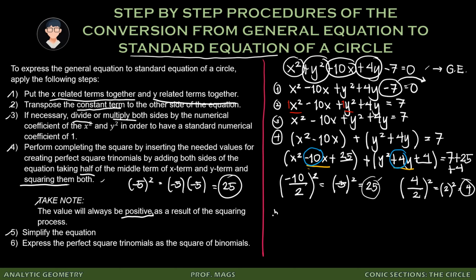So, tapos na tayo sa step number 4. Step number 5 naman tayo. Simplify the equation. Okay, sisimplify lang natin yung nasa right side. Ito. 7 plus 25 is 32 plus 4. That is equal to 36.